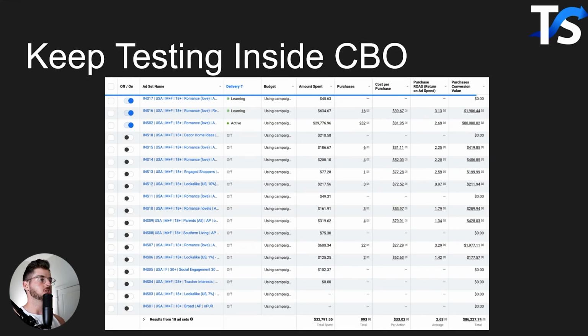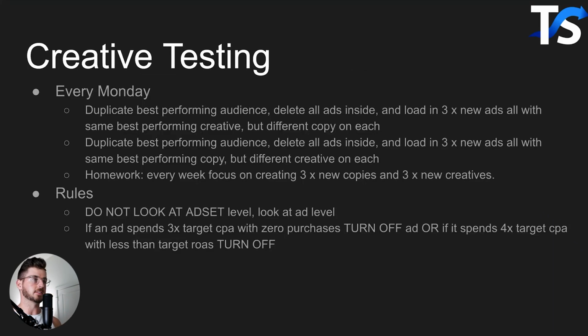So once you actually launch that CBO, let it run for about 3 to 4 days. And then what you can do inside that CBO is turn off any ad sets that are really unprofitable. Then you should be left with one ad set with some level of profitability. That's going to give you your best performing ad set with your best performing ads. Then you can proceed to the next step. Your next step right here is creative testing.